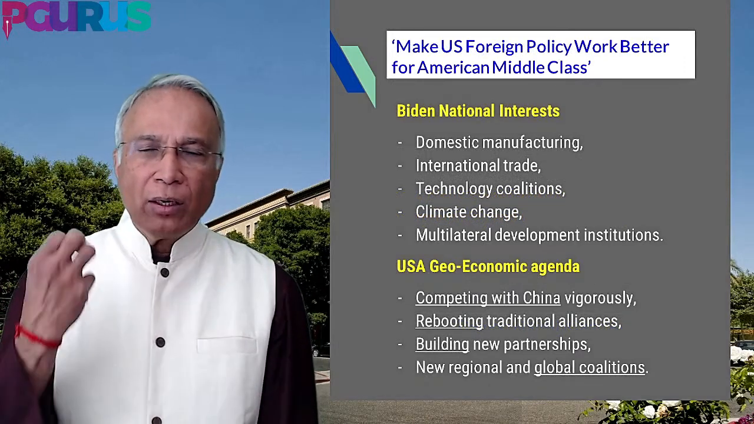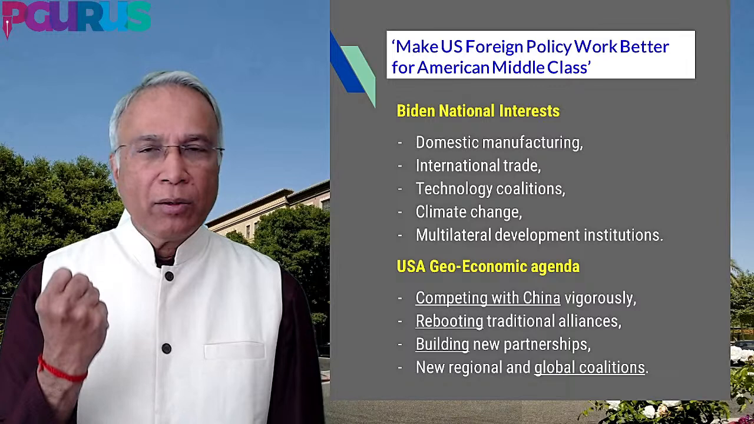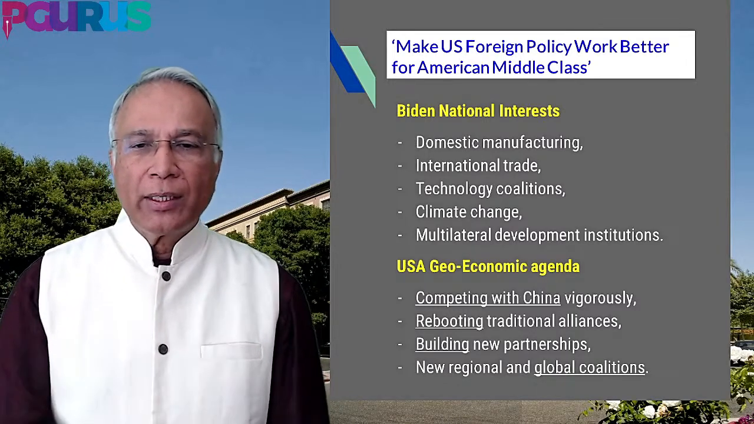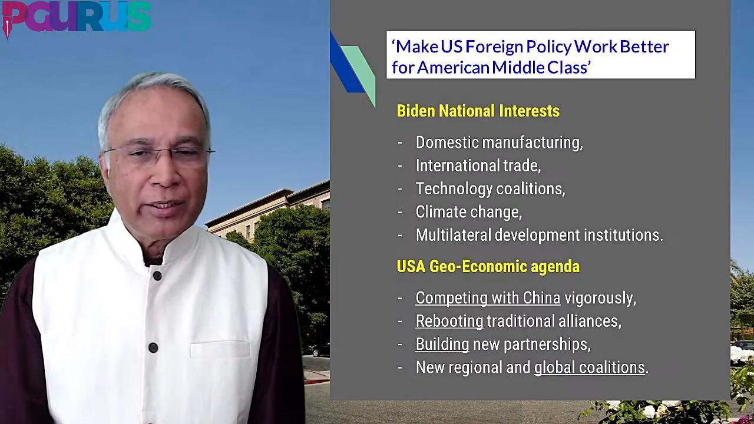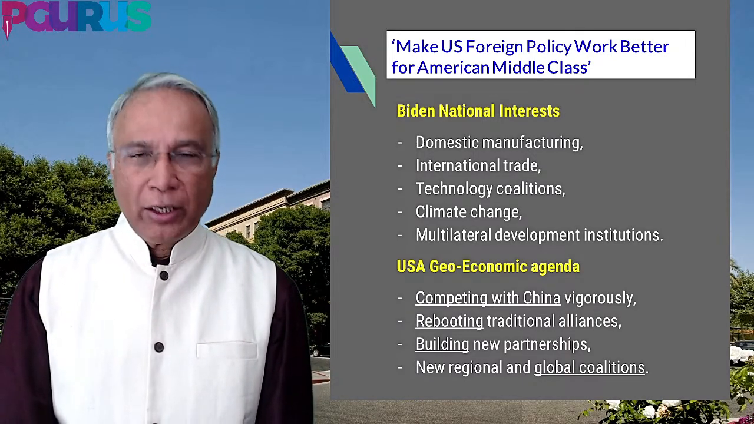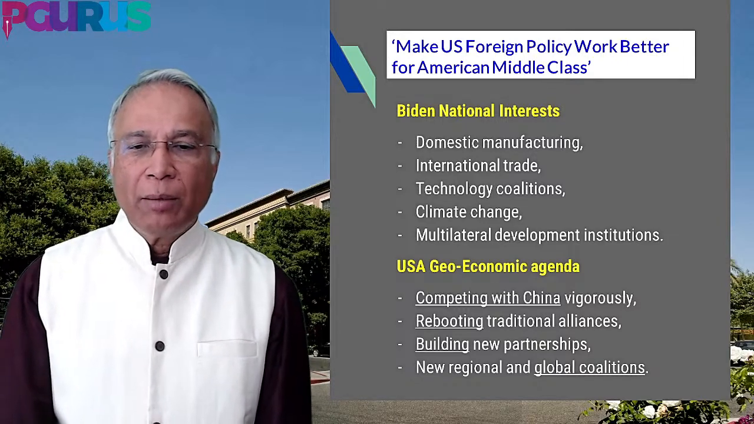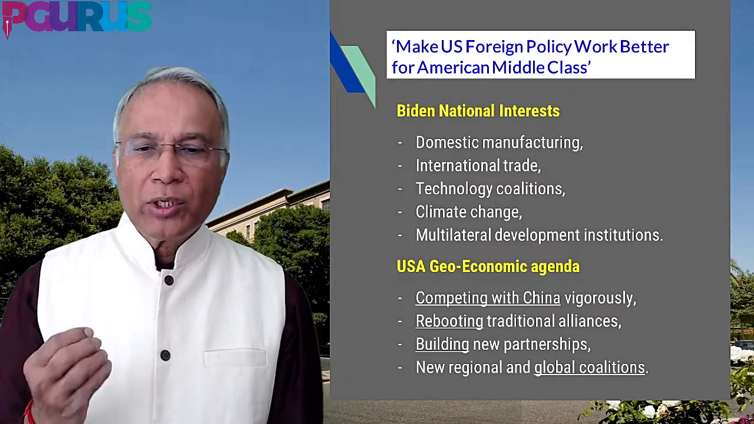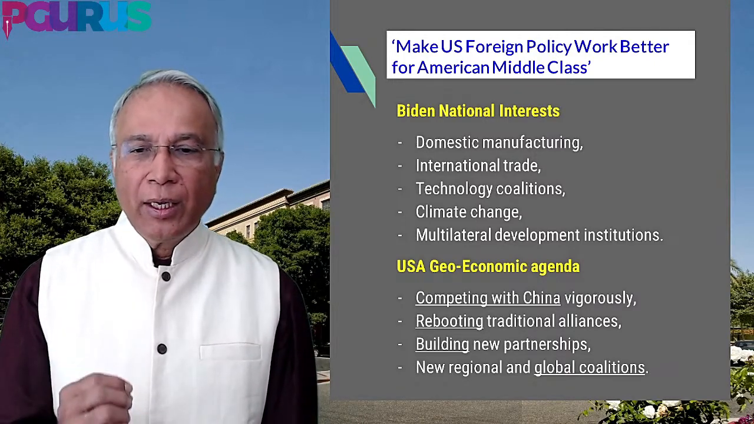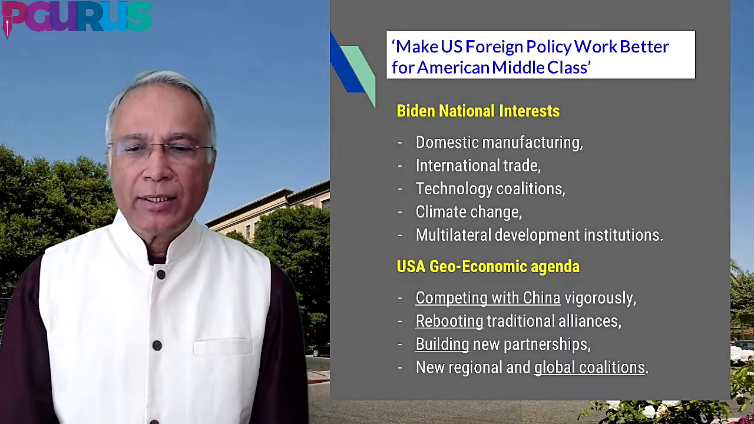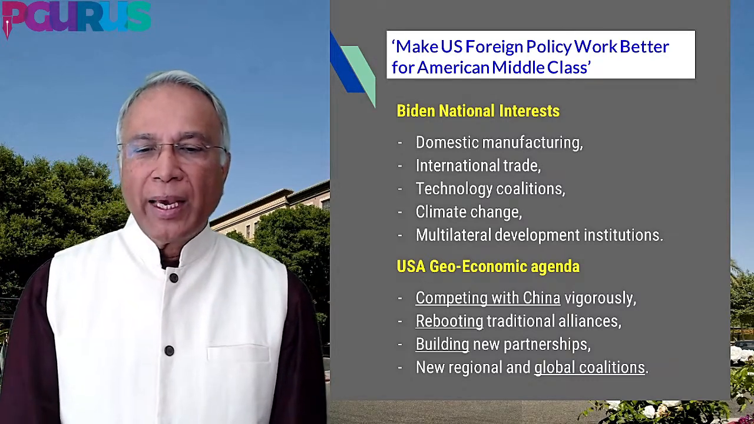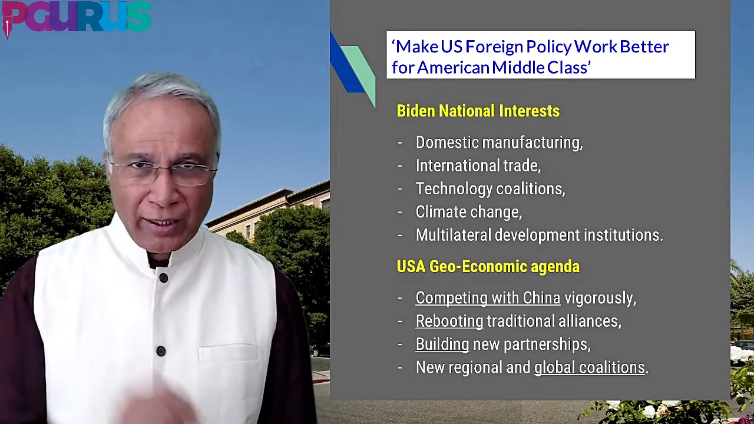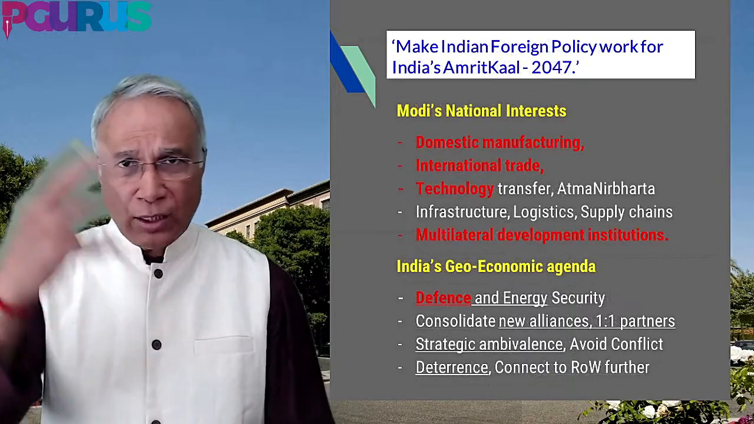Now, if you take a look at this whole meeting from a US foreign policy perspective, what are the things that Biden might want to keep? Domestic manufacturing, international trade, technology coalitions, climate change, multilateral development institutions. Now, what does US want to do? US wants to compete with China vigorously. They want to reboot some of the traditional alliances. They want to build new partnerships and new regional and global coalitions. You're seeing things like I2U2, Quad, all these things fall under that.